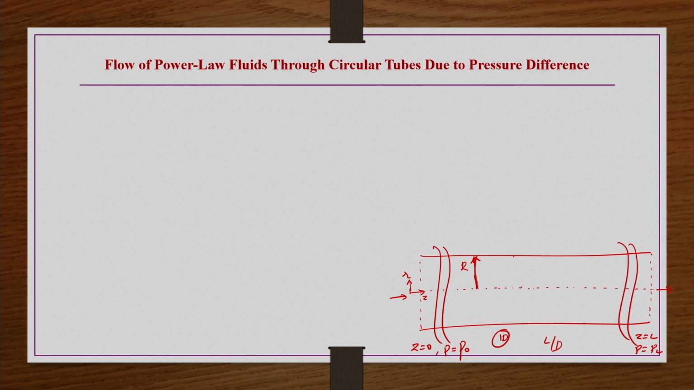Let us say you have a Newtonian fluid. Then the maximum velocity at the center would be 2 times the average velocity. As we move towards the wall, the velocity gradually decreases, and we have a parabolic profile like this. Gradually, as you move from the center to the wall, the velocity decreases.